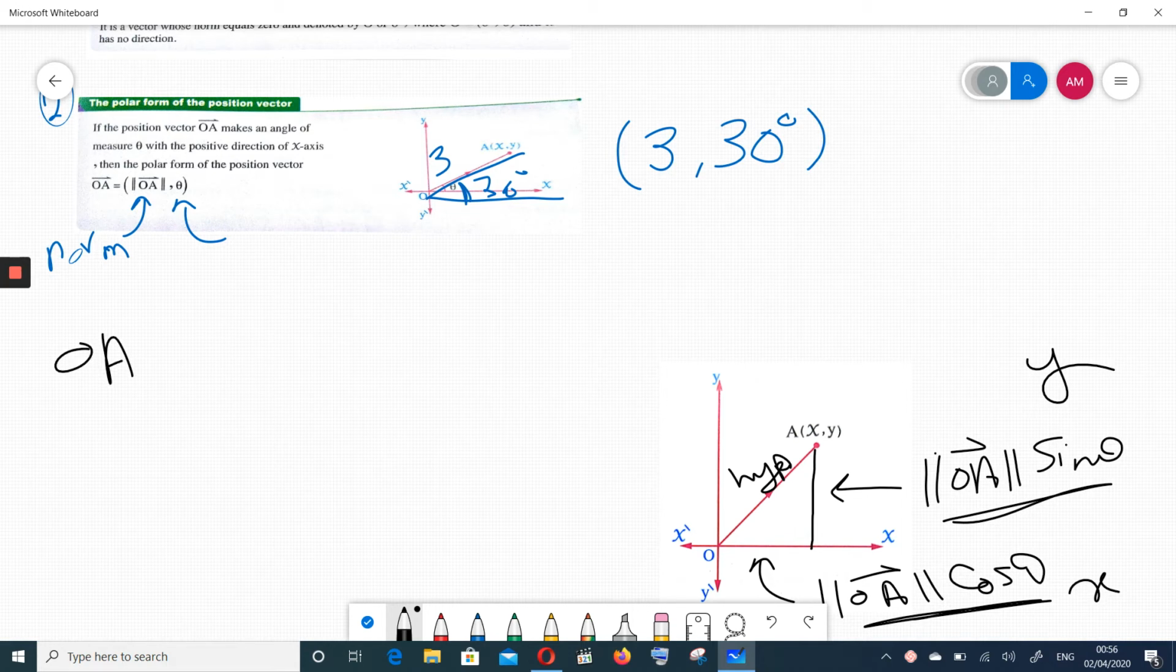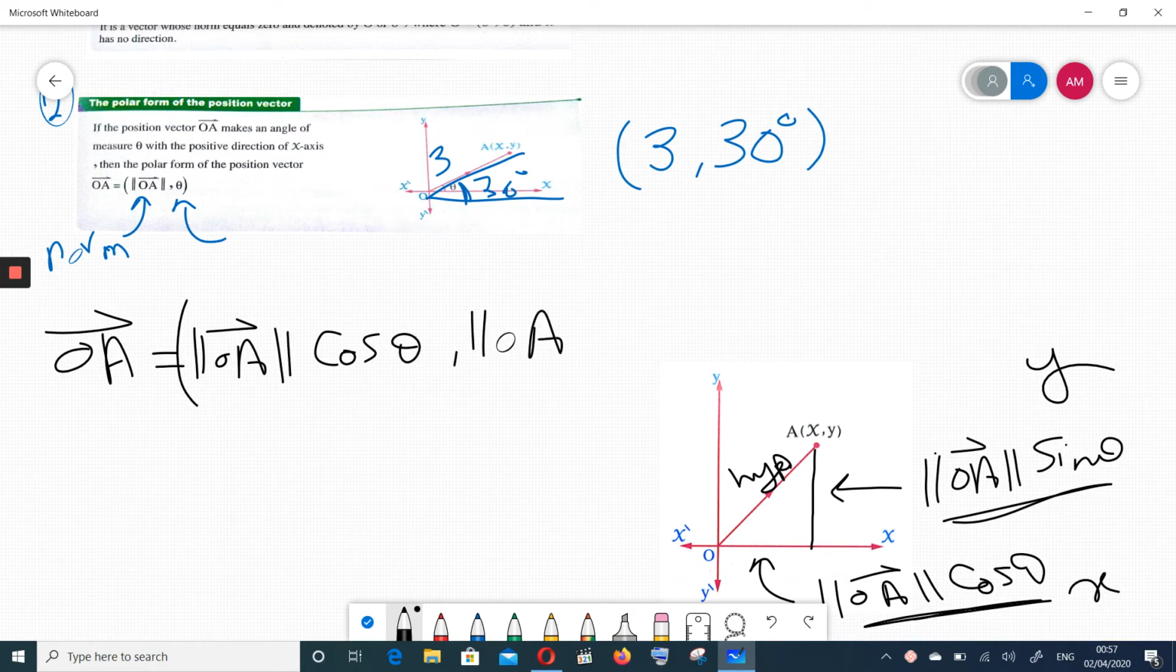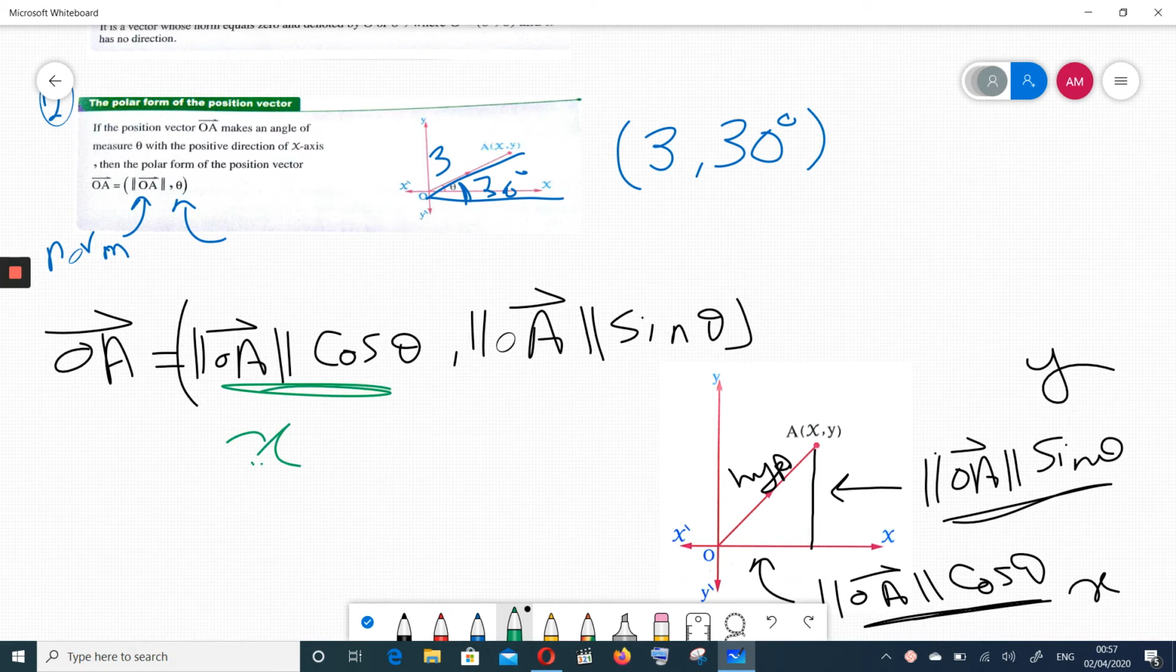Now we can put the position of this vector by using this. So the vector OA is going to be equal to the norm of OA cosine theta and the norm of OA times sine theta. And we must know this is the value of x and this is the value of y. This is the part of x and this is the part of y.